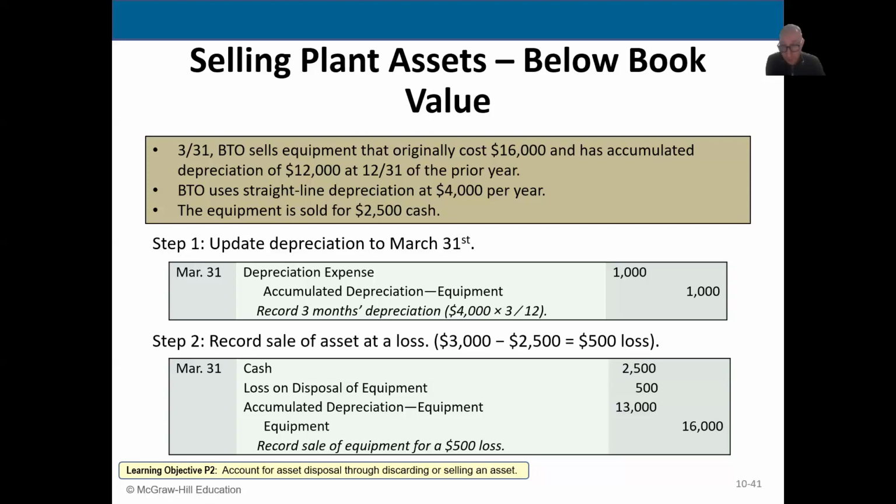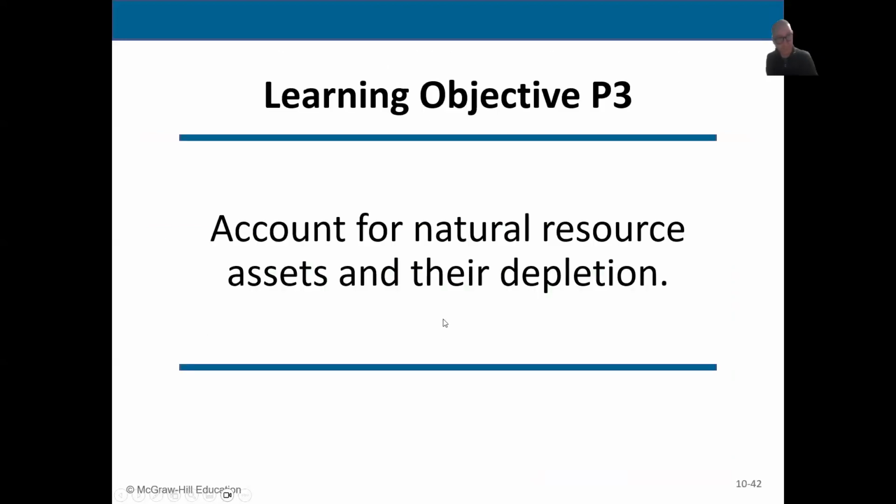Debit cash for the amount we received, 2,500. Debit the loss on disposal of the equipment, in this case, $500. Not terrible, I guess. Debit accumulated depreciation, 13,000. Credit equipment, 16,000. So that's disposal of an asset.